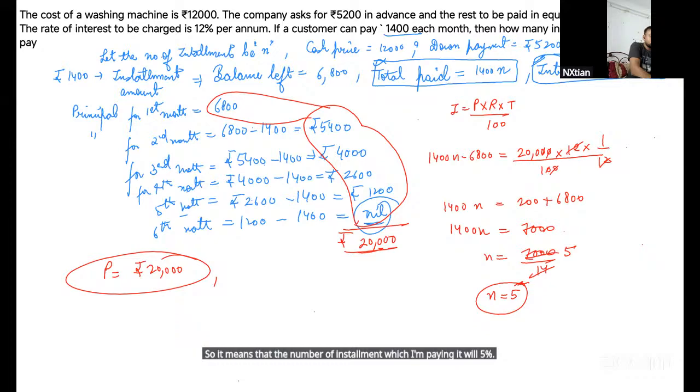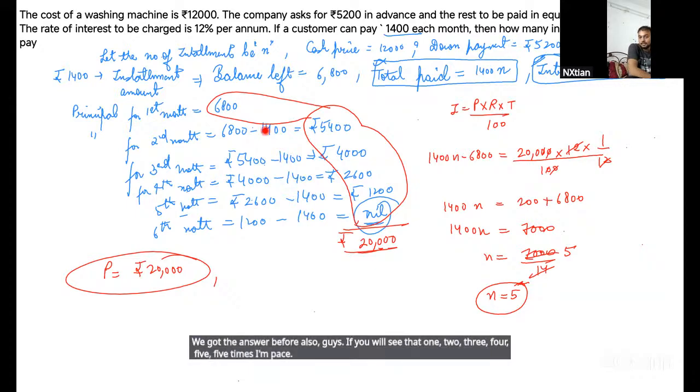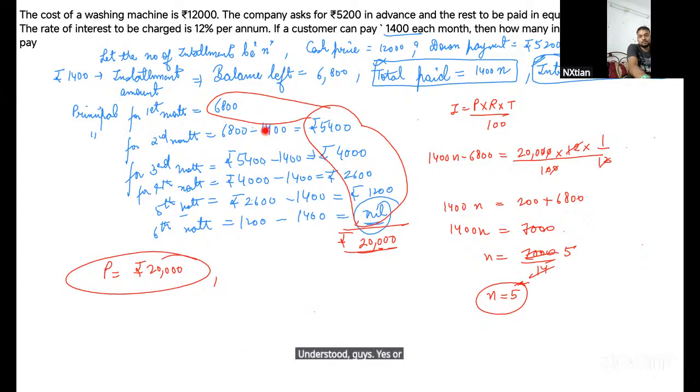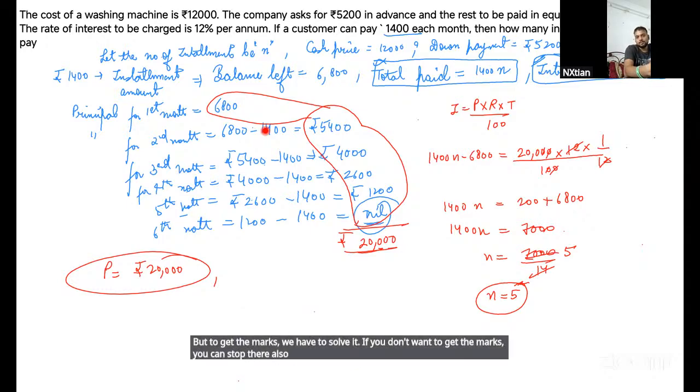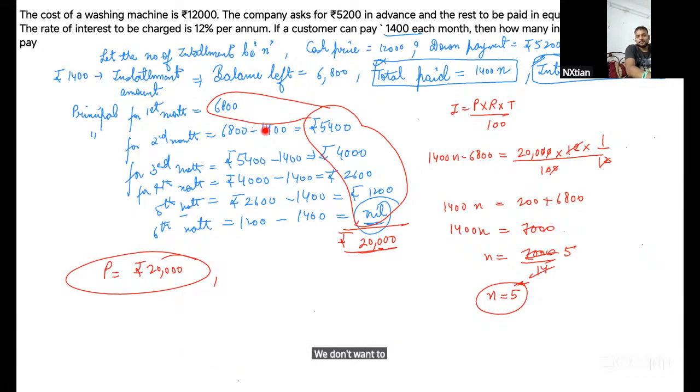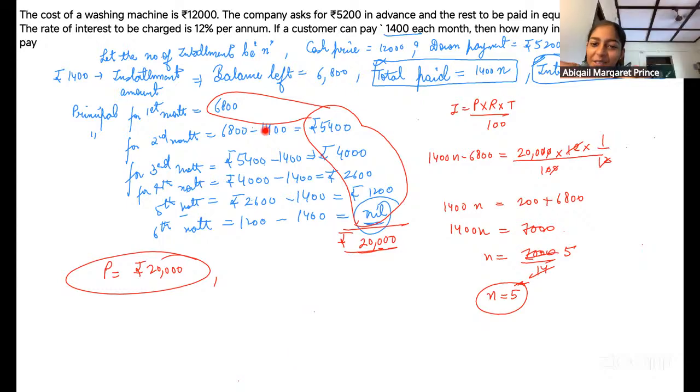We got the answer before also, guys. If you see, 1, 2, 3, 4, 5 times I'm paying. Understood, guys? Yes or no? We got the answer before also. But to get the marks, we have to solve it. If you don't want to get the marks, you can stop there also. It's all about you. Your wish.